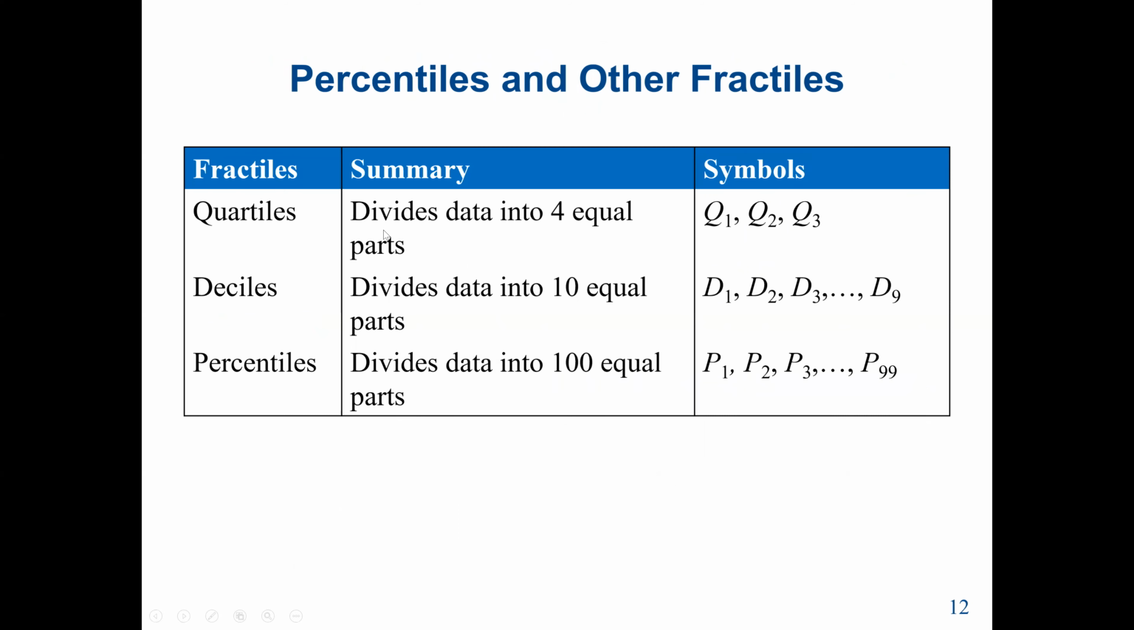So percentiles and other fractiles, as we said earlier, deciles means divided into 10 equal parts. Quartiles means divided into 4 equal parts. And percentile, of course, is 100 equal parts. So we can get P1 to P99, D1 to D9, which is deciles, then quartiles.